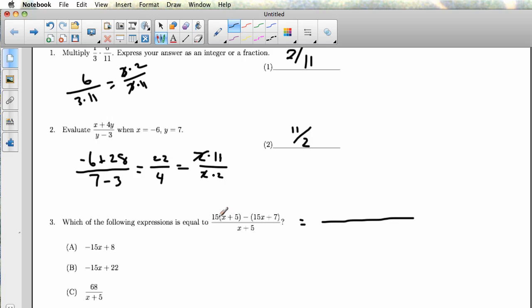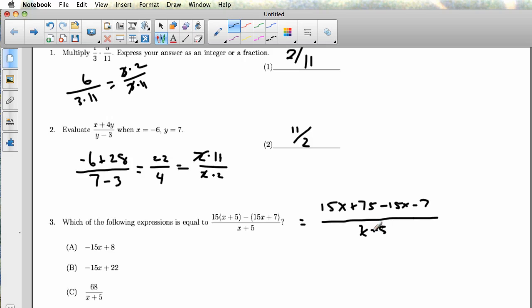So distributive property first, 15 times x, 15 times 5, 75. The subtraction has to be distributed across the parentheses as well, so minus 15x and minus 7. So all of that's in the numerator. Make my fraction bar go all the way across, so I'm sure I keep all of that stuff together. X plus 5 is the denominator.